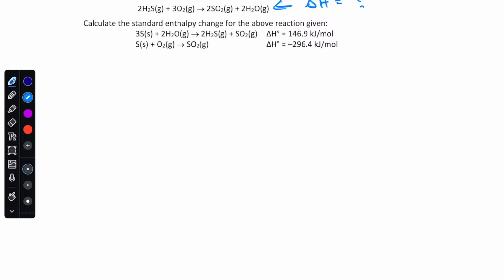First thing I see in this reaction is 2H2S. And then I look in this next one, I see 2H2S as a product in the bottom. So what I would want to do is have that reaction flipped so that the 2H2S is on the reactant side. So if I flip it, I get 2H2S plus SO2 goes to 3S solid plus 2H2O gas. And when you flip a reaction like that, you have to flip the sign of the ΔH.